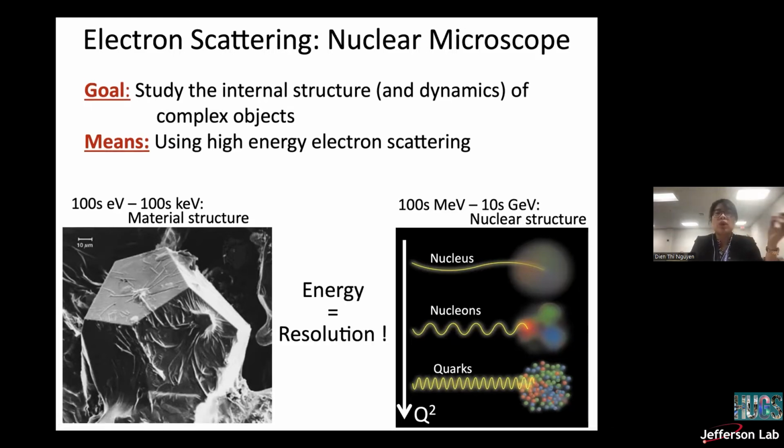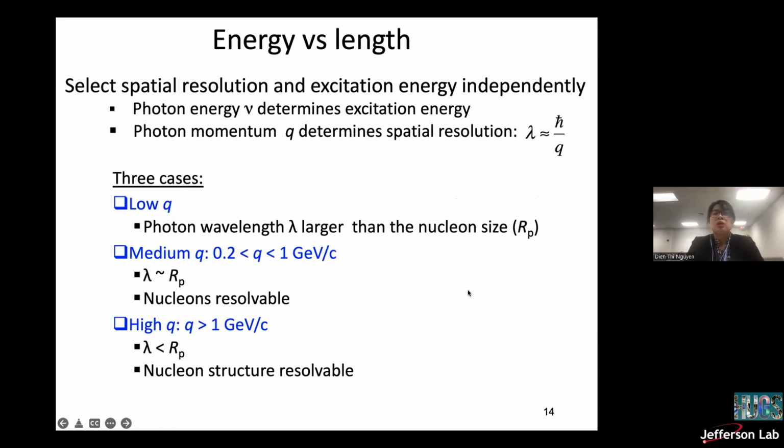So the Q square plays the role of resolution, and you can understand that higher energy, higher Q square, you can have a better resolution. And it depends on what is the value of Q square you can control in the experiment. You will be able to see different aspects of the object you want to study. So we are able to select the spatial resolution and excitation energy independently.